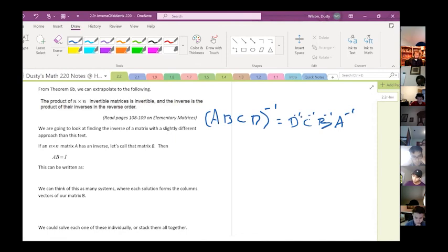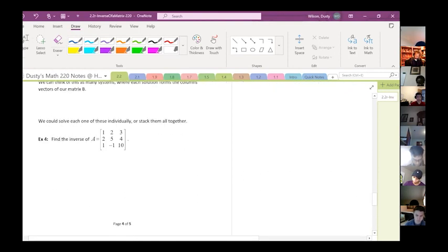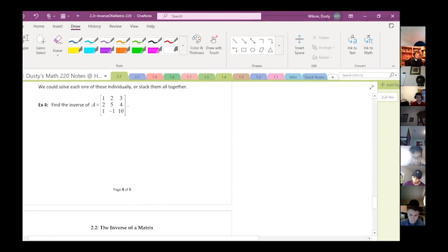There's some nice theory here, but I want to make sure that you track how to find an inverse. We've been talking about them. We know how to find them if they're 2 by 2. What if it's not 2 by 2? And so let's jump straight down to example 4 here. If we want to find an inverse, we use row reduction.